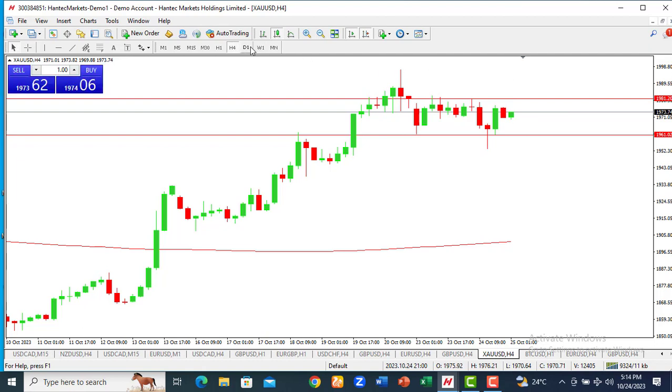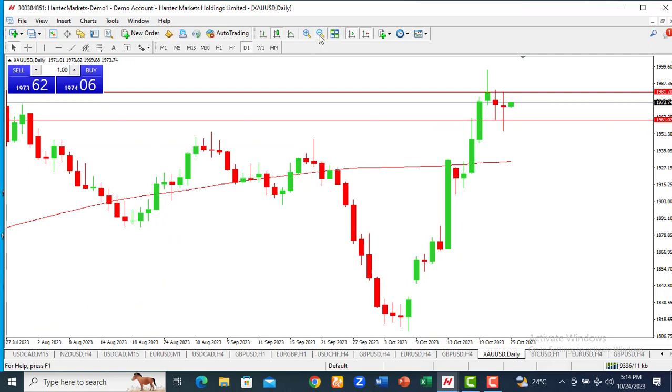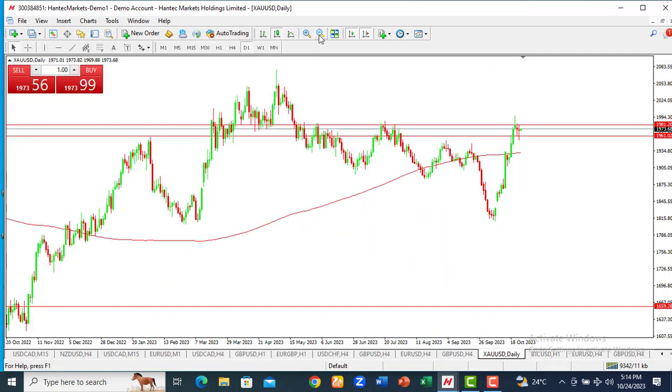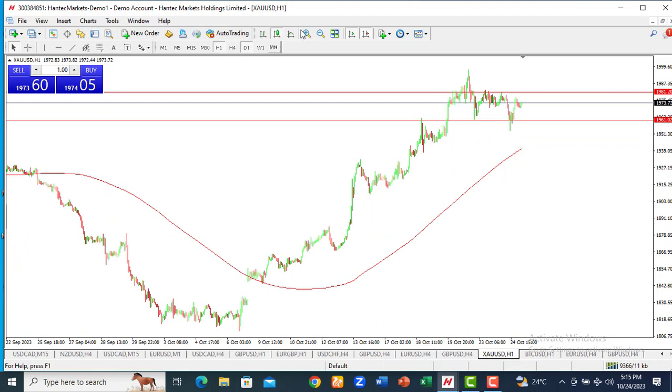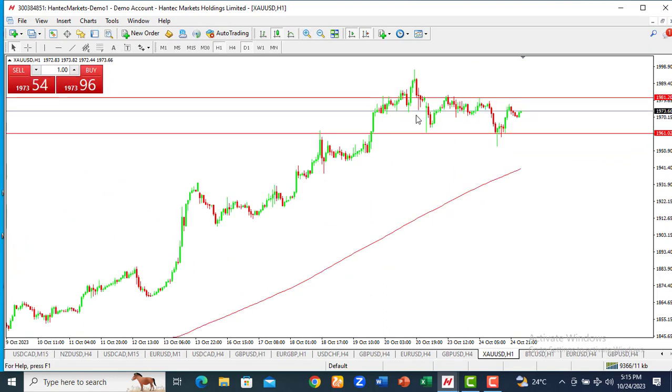I'm saying this because gold is seriously in a resistance zone and has been ranging for some time. So allow the market to break the resistance in your H1 time frame. Allow it to break above in your H1 time frame before you now think of buying the market.